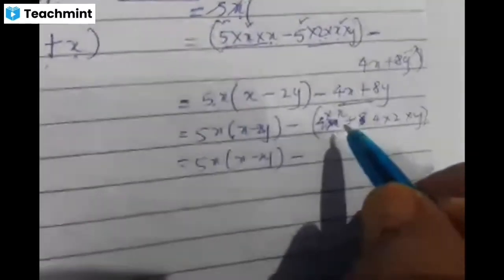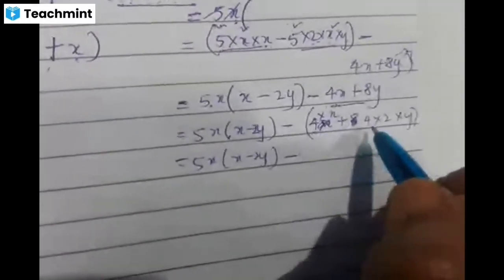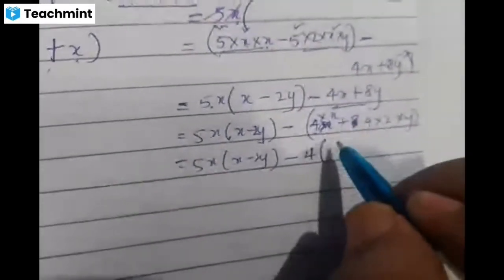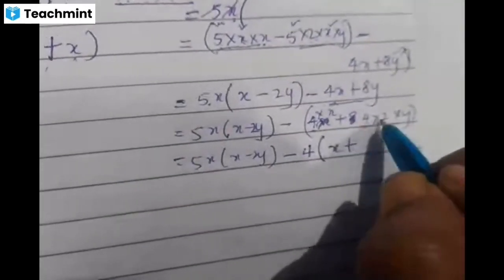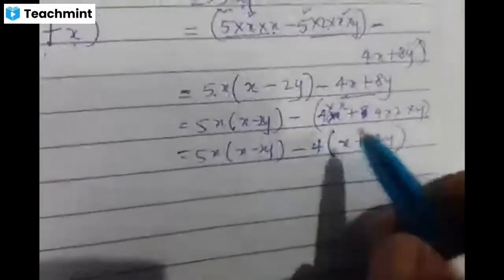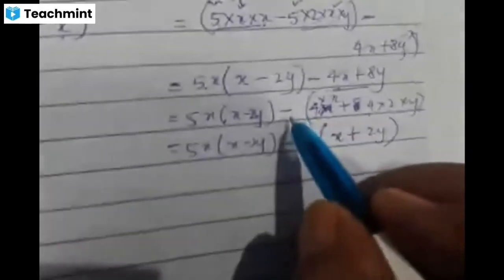5x into x minus 2y minus, here children, 4 is common in both. 4 is common here, 4 is common here. 4 I kept it outside, into x is left in the first term. Here 2 into y is left in the second term. Therefore, here you can observe minus is outside, children.